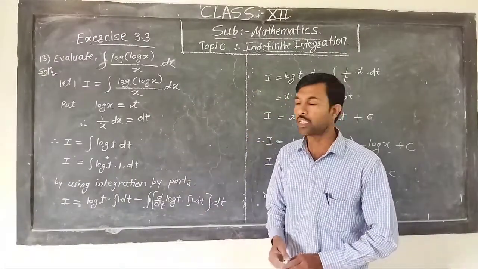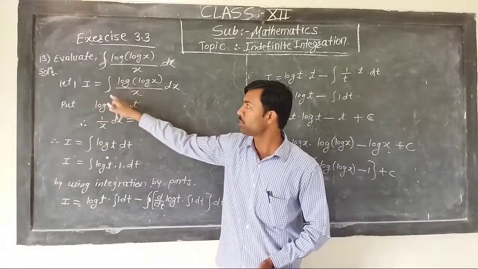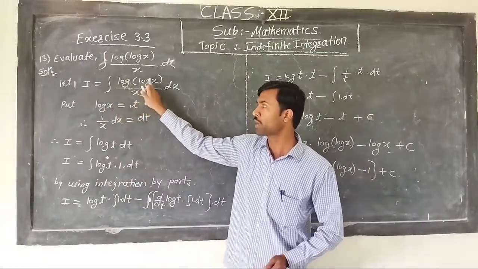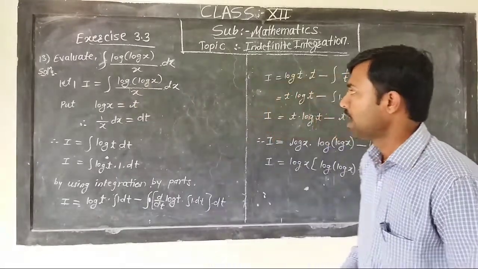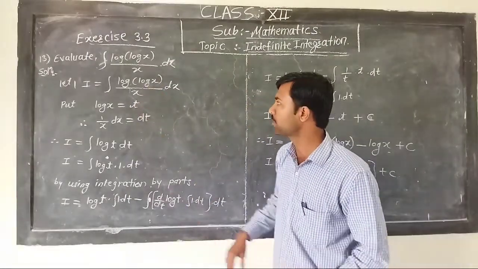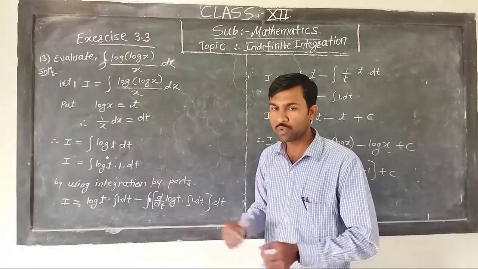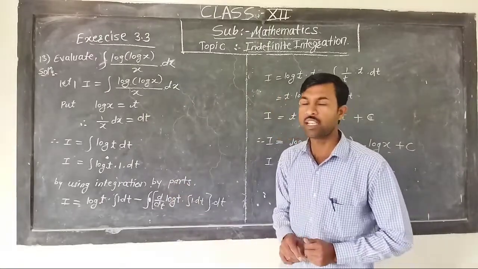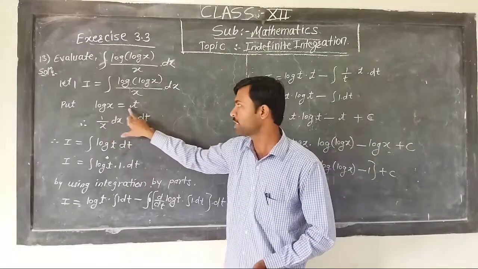Now question 13. Here the first step is let I be equal to the given problem, that is integration of log x upon x into dx. Here I have observed that there is a term log x and one more term, 1 upon x into dx, which is the derivative of log x. Derivative of log x is 1 upon x. So firstly I will replace this log x by t.